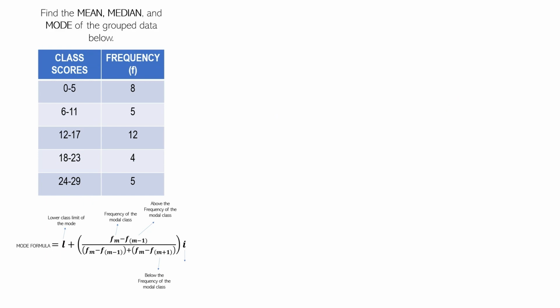Using the formula given, we need to identify the given. But before anything else, we need to determine the frequency of the mode. Just look for the highest frequency and that will be the frequency of the mode. In our given, the highest is 12, highlighted because it will be the basis for the other given. Its corresponding group is between 12 and 17, so 12 will be the lower class, or the L.